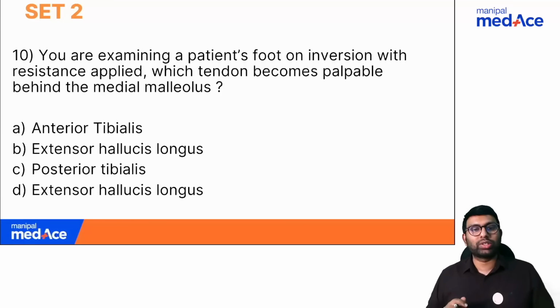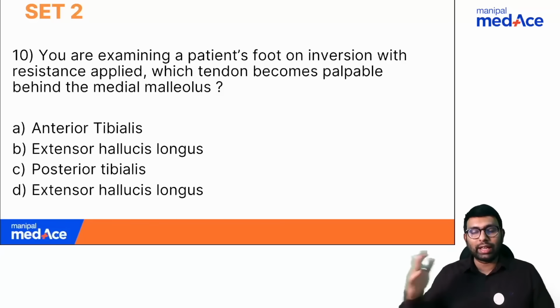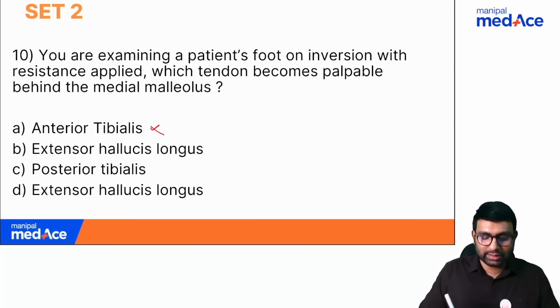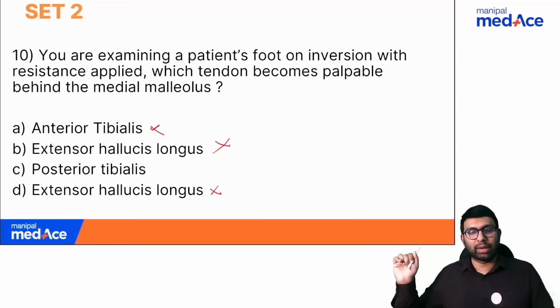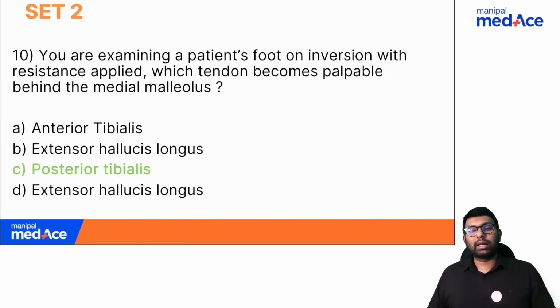Then coming to the last question, this is an anatomy question. You are examining a patient whose foot is in inversion and you apply some resistance holding it in inversion, and then you're trying to palpate a tendon behind the medial malleolus. So it cannot be the anterior tendons, it has to be from another compartment. So tibialis anterior cannot be the answer. EHL cannot be the answer. The fourth option, I've written it as EHL here by mistake, but it was again another anterior compartment muscle. So three anterior compartment muscles were given, and the other option was tibialis posterior. So these three are not the answer. So the answer here is tibialis posterior.